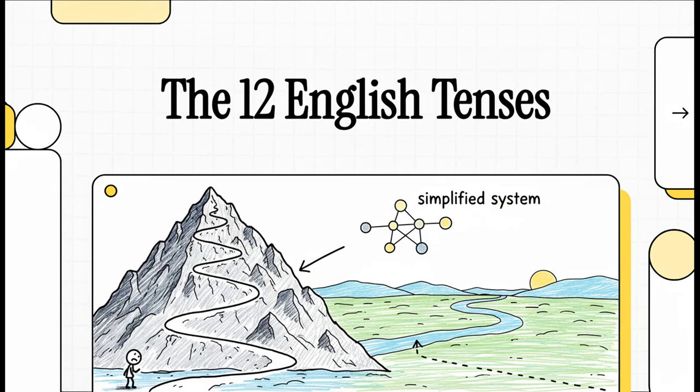Hey there. So let's talk about the 12 English tenses. I know. For a lot of people, it feels like this huge, impossible mountain to climb. But what if I told you there's a secret map? A way to see the whole thing simplified? Well, that's exactly what we're going to do.